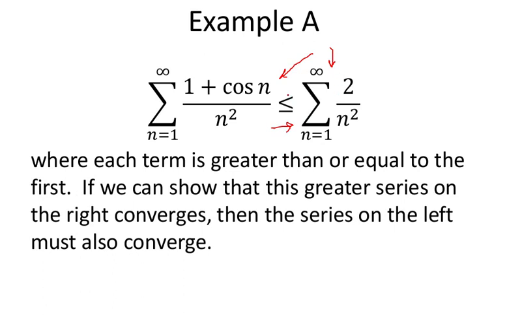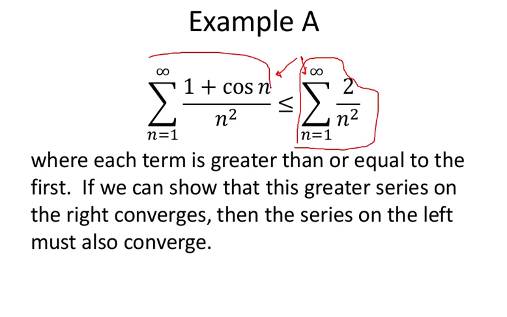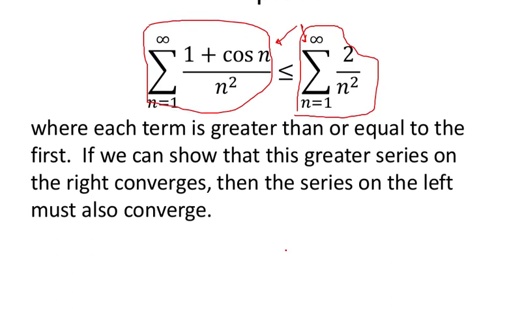And yeah, there's these arrows I drew from a previous take. I made a mistake. And so we're testing this, so we know that each term on this side is greater than the term over here. And so if we can prove that this one does converge, then we know that over here this one must also converge. And so let's take a look at this 2 over n squared.